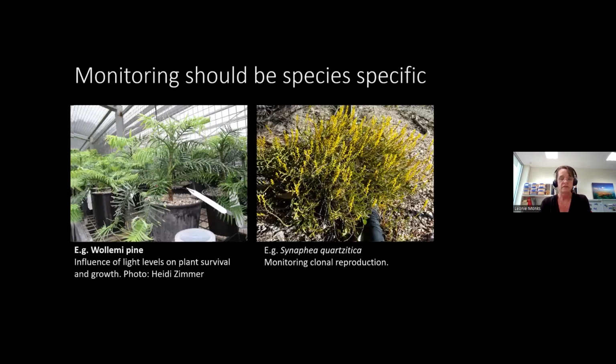So the monitoring should be species specific because there may be conditions that are important to the species that you need to understand. So for example, the Wollemi pine, which I know Heidi's going to talk about in far more detail later on today, they wanted to understand about the influence of the different light levels on plant growth and survival. So they measured light growth along with things like plant survival and growth, because that was something they needed to understand. The other example here is of Cyanophia quartzitica, which primarily reproduces through underground root suckering, so not seedlings. So in this case, we were looking for that clonal reproduction rather than necessarily seedling production as part of our monitoring program.